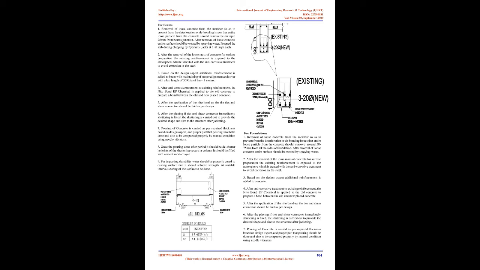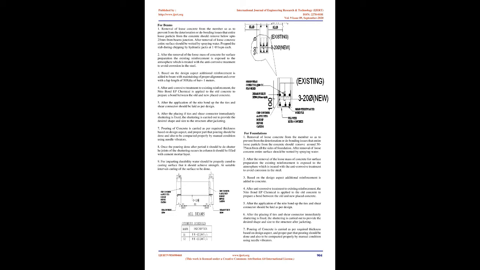After anti-corrosive treatment to the existing reinforcement, the Nito Bond EP chemical is applied to the old concrete to prepare a bond between the old and newly placed concrete. After the application of the Nito Bond EP, the ties and shear connectors should be laid as per design. After placing the ties and shear connectors, shuttering is fixed immediately to provide the desired shape and size to the structure after jacketing.